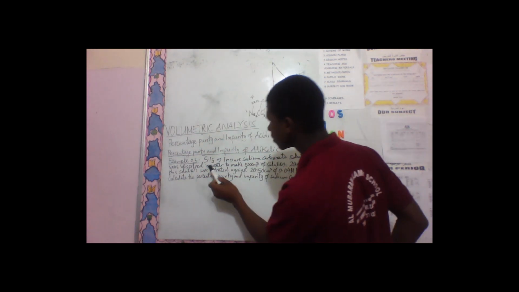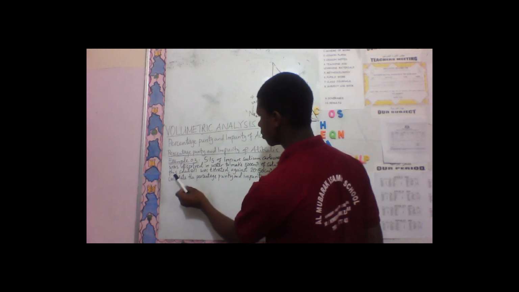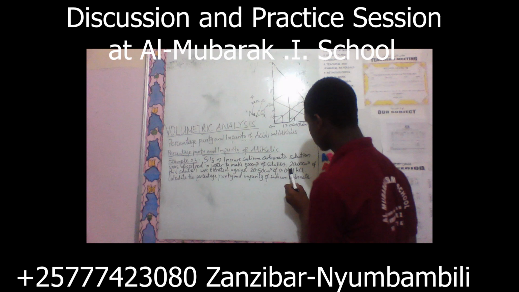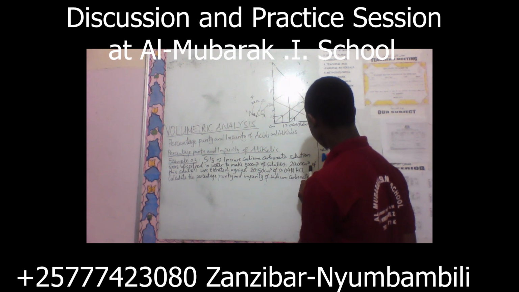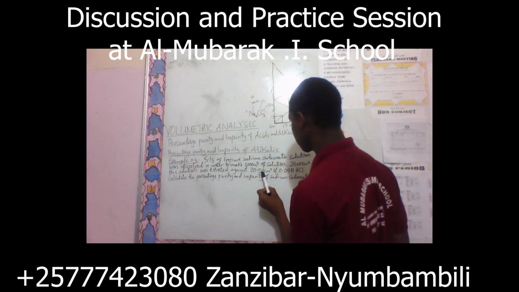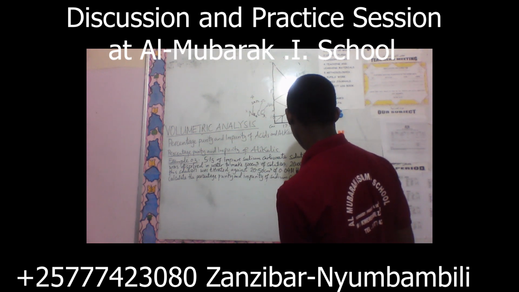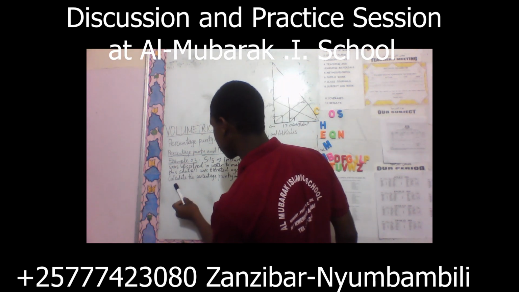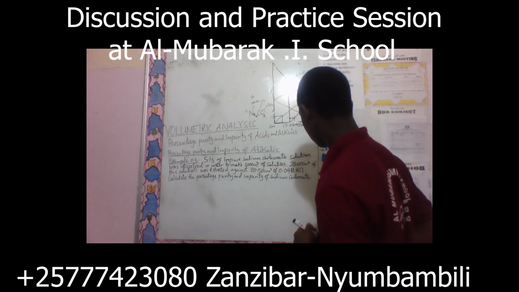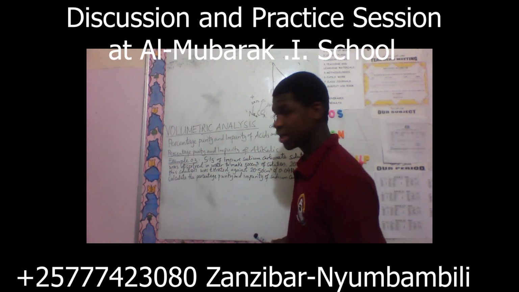The question says: 5.1 gram of impure sodium carbonate was dissolved in water to make 500 centimeter cube of solution. 20.00 centimeter cube of this solution was titrated against 20.50 centimeter cube of 0.04 molar hydrochloric acid. Calculate the percentage purity and impurity of sodium carbonate. First, we have to know our data given.